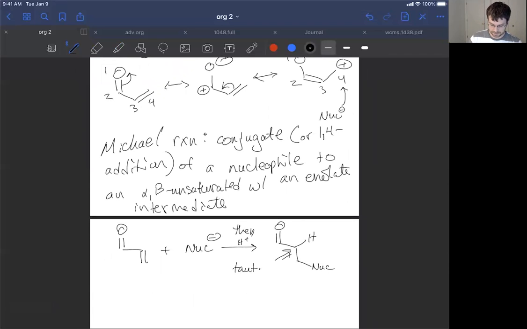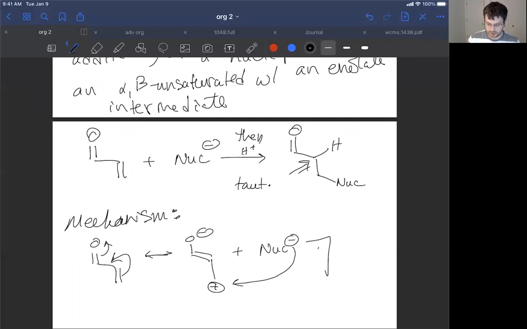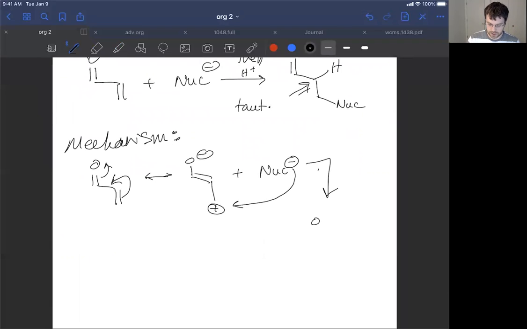All right, let's go through the mechanism. So the mechanism looks like this. First of all, I'm going to consider resonance structures where we push the carbon-carbon double bond over, and the carbon-oxygen double bond up, to give us a resonance structure in one fell swoop with 2 arrows, where we have a positive charge at the beta position, the 4 position. Now we're going to add our nucleophile to this position to give us a new structure.